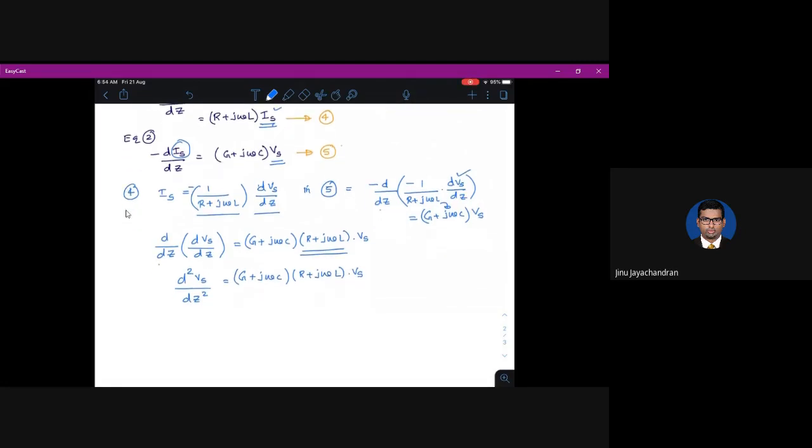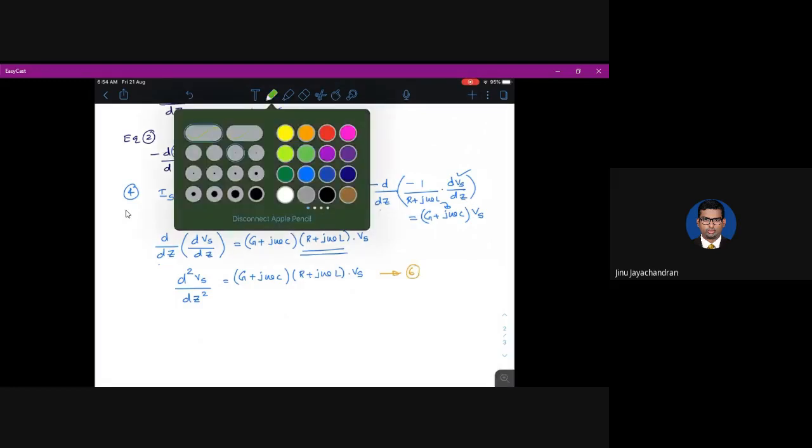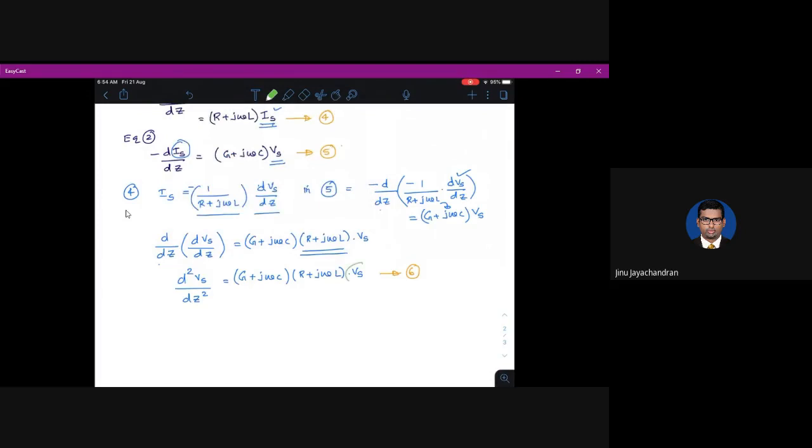Okay. So in this equation, equation number 6, you see it has only Vs as the variable. There is no Is term. So this is a single variable equation, a second order differential equation, which can be easily solved.